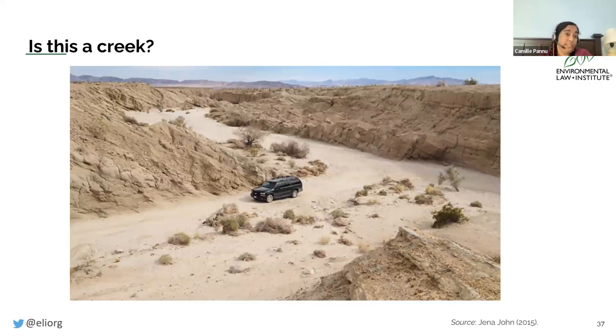So my question with this photo is, is this a creek? So this is an arroyo, which is a Spanish word for a wash or a floodplain. It specifically refers to tributary creeks that are often dry, and then you'll have moments of flash flooding because they're out in the desert and the flash flooding happens when there's rain. If you ask any person who lives in this region, they will tell you this is a creek, even though you can't see water. And they would say that it should be protected by the Clean Water Act.